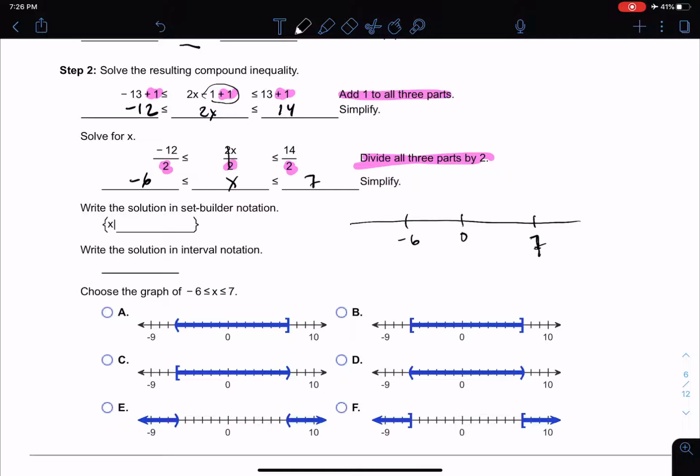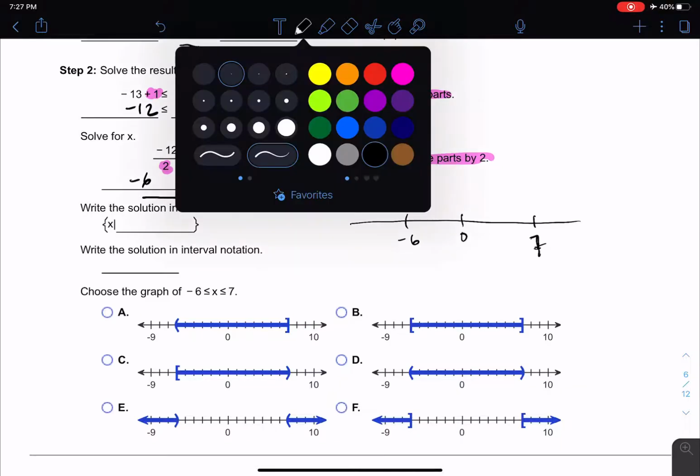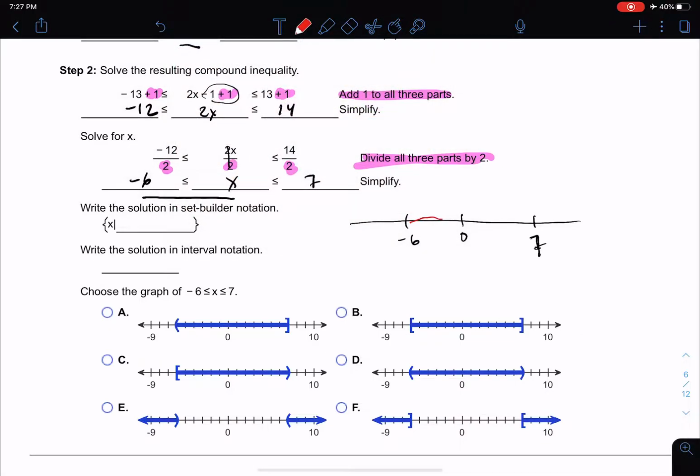Let's see, this says, shade the x values that are greater than -6. Well, that's to the right. And at the same time, x must be less than or equal to 7. So you can't go past 7. Now, when you see an equal sign there, that means we're going to have to close. It means -6 is part of the solution. And I see equal signs there, which means 7 is part of the solution, so we have to close it off. And so there is the solution in interval notation.